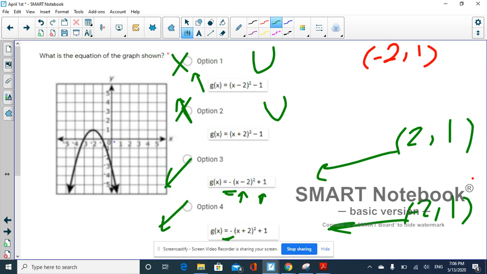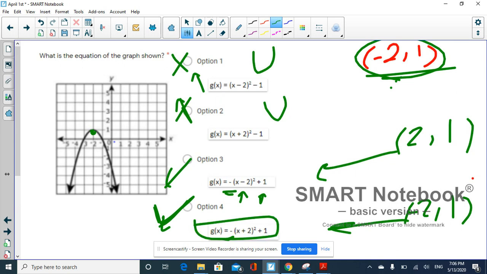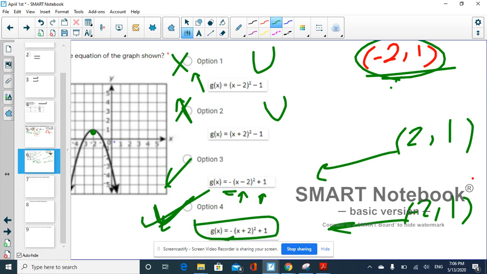So which one is the vertex? We said that the vertex is negative 2, 1. This vertex is negative 2, 1. So the fourth option is correct. The fourth option is the correct answer. Let's see another question. Third one.